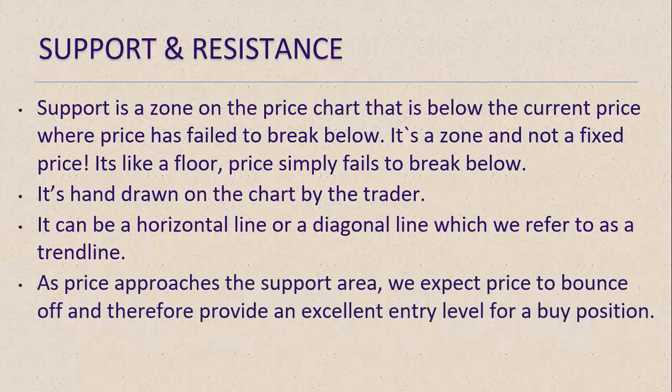So normally, as price approaches the support area, we expect price to bounce off, and therefore it will provide an excellent entry level for a buy position. Now, there are two golden rules when you're looking at support and resistance. First, when you are looking at support, the support zone, we look to buy. We do not sell into a support zone. At the support zone, we look to buy, and that is one way of minimizing losses.